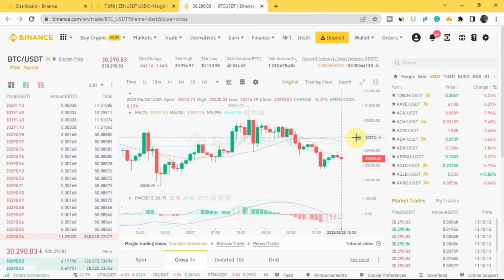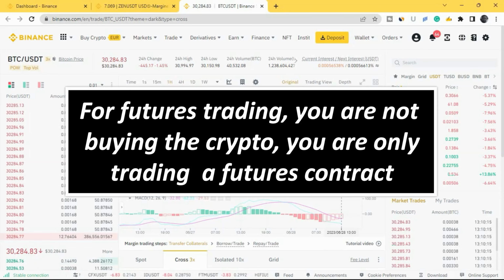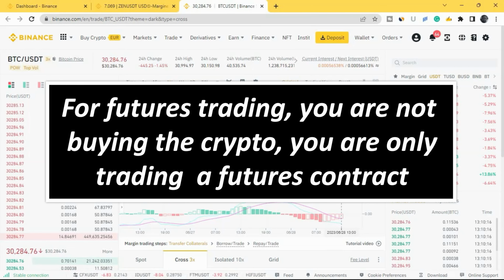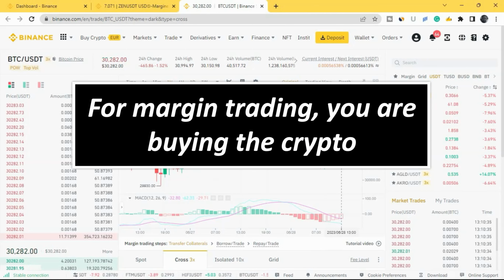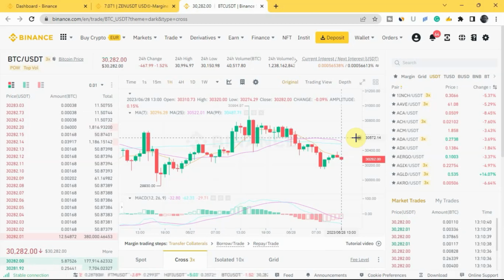Now, the first difference between futures and margin is that for futures trading, you don't actually buy the crypto, you are only trading a futures contract. You're only predicting whether a futures contract will go up or go down. That's where you say you are longing or shorting. If you are longing, you are predicting that it will go up. If you are shorting, you are predicting that it will go down. While for margin trading, you are actually buying the crypto itself. It's just like spot trading, but you are using leverage. If you've been doing spot trading, you know you are not using leverage. But for margin, it's just like spot trading, but you are using leverage and you are borrowing funds.